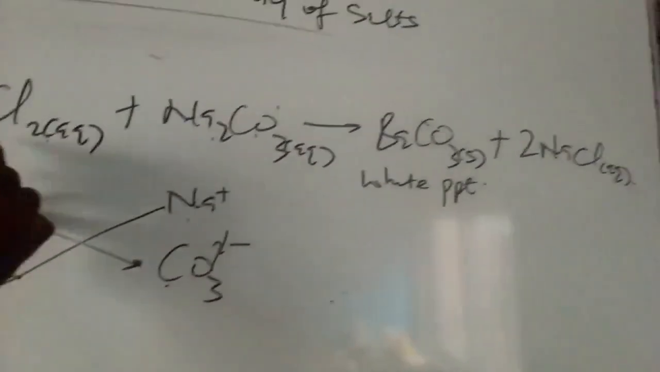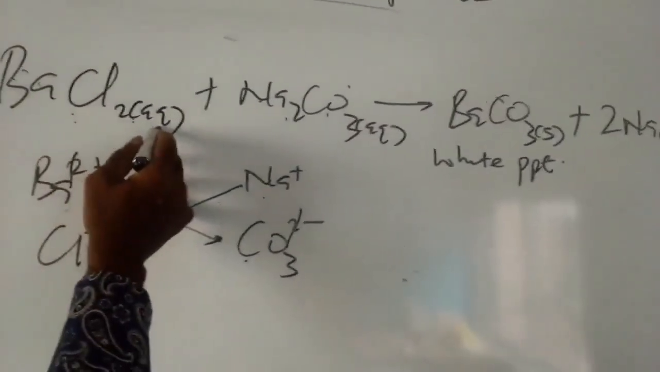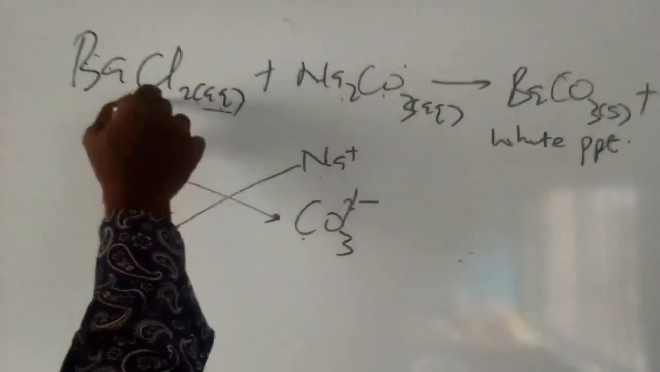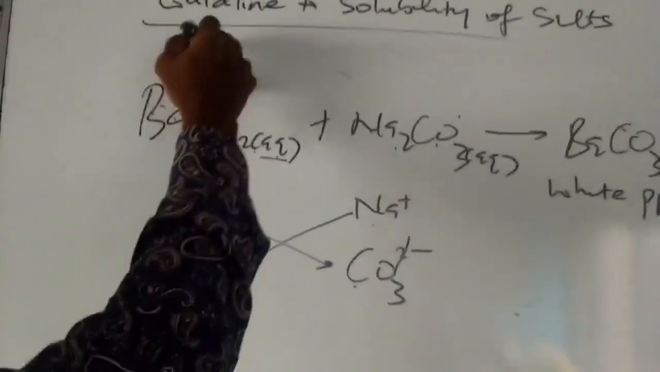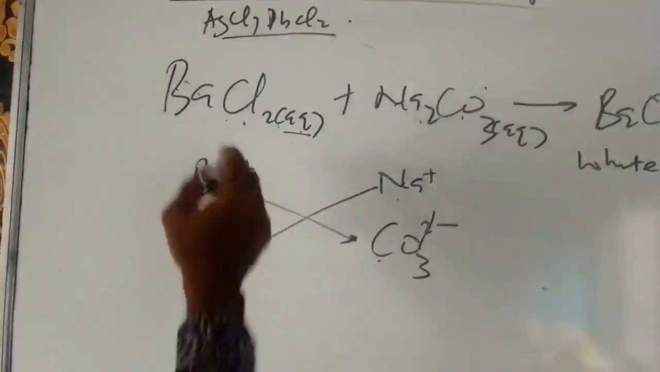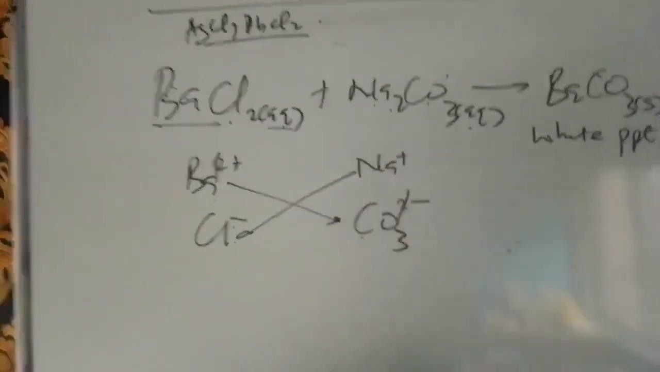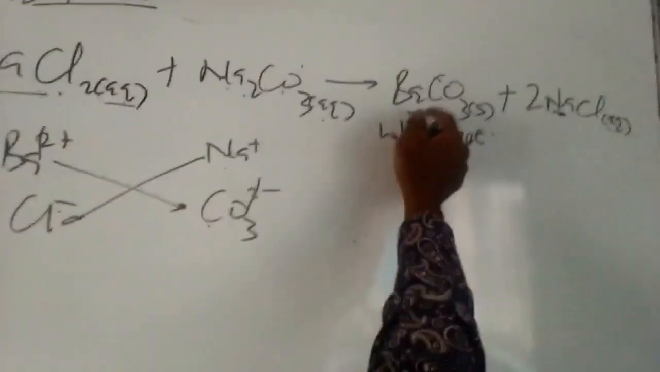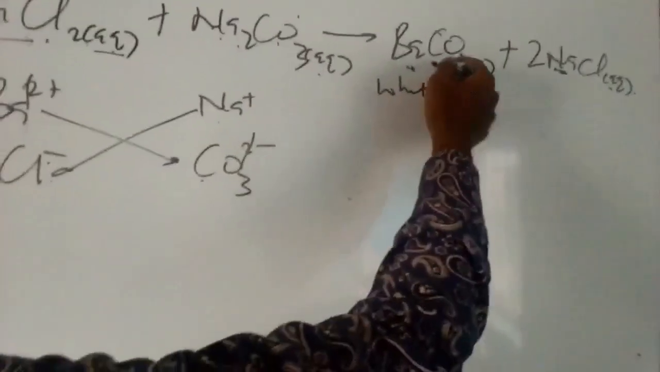So all chlorides are soluble salts, so you put aqueous here. All chlorides are soluble salts here, except, as I said, silver chloride, lead chloride, copper 1 and mercury 1. So this is a soluble chloride. Then all sodium salts are soluble. Then going to this side, sodium salts are soluble. We have sodium, they are soluble. This sodium. Then this one, all carbonates are insoluble.